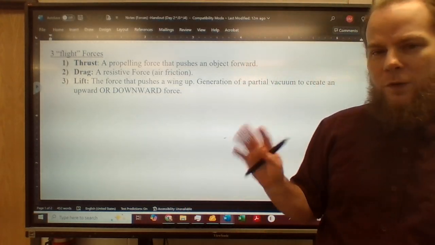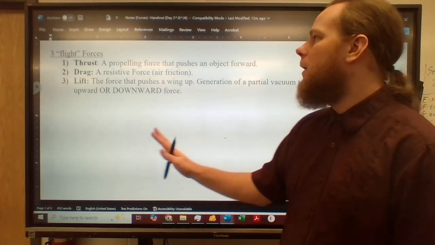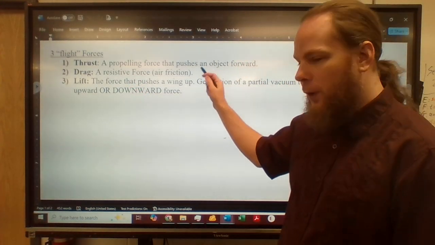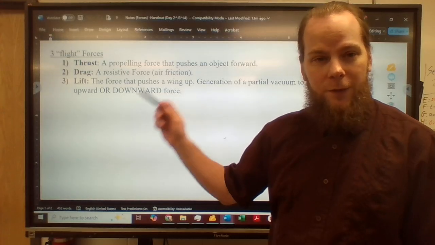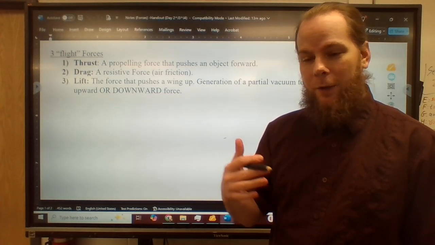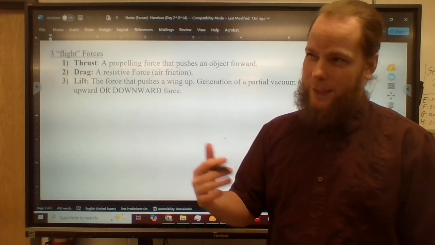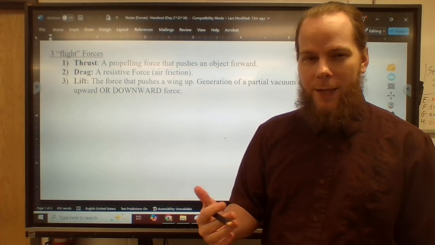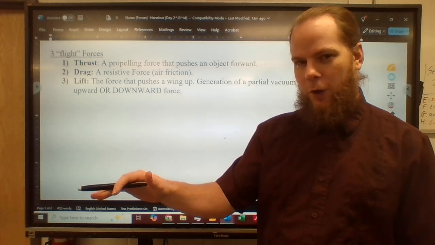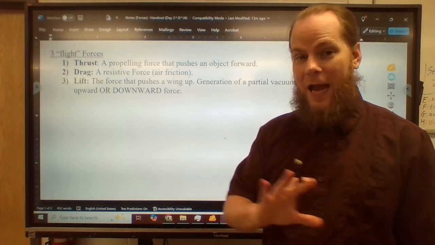Thrust is any force that is propelling something forward. Okay, now specifically, when we talk about thrust, we are not talking about a car engine. Now a car engine can provide thrust, but it's doing so in a roundabout way where what it's actually using to push the car forward is friction. But we'll talk more about that later.